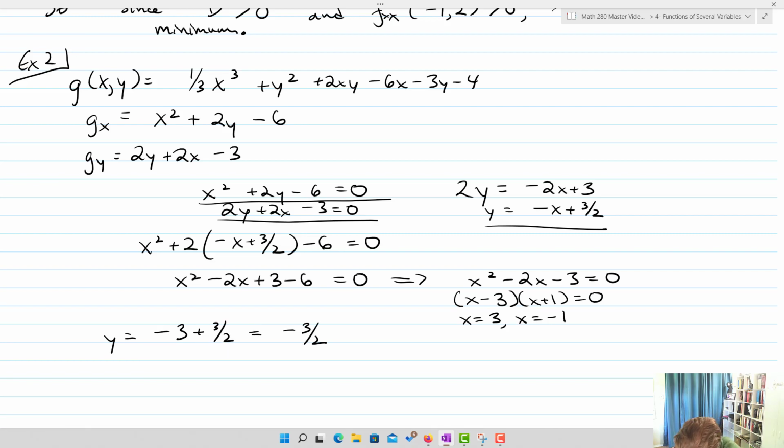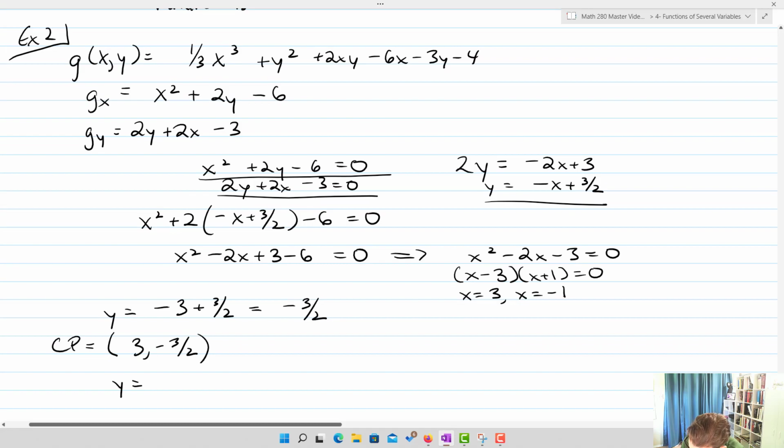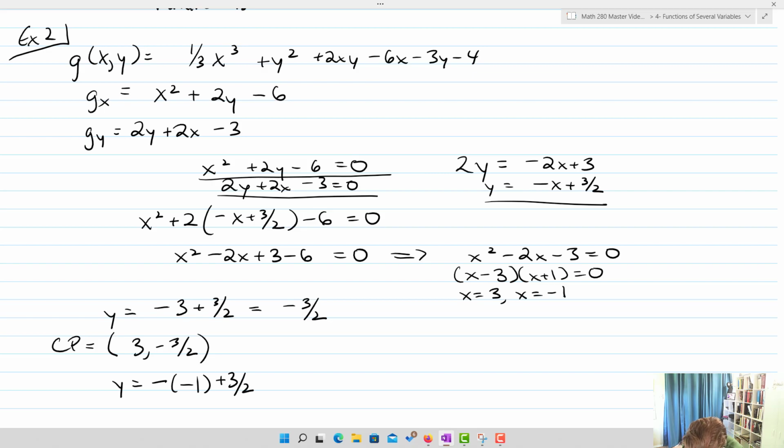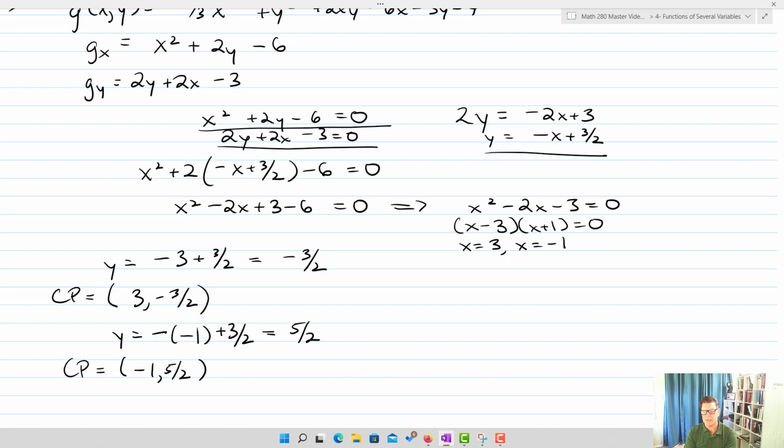So our first critical point is going to be (3, negative 3 halves). And then we'll find the second one. For x equals negative 1, y will equal negative x, so negative (negative 1) plus 3 halves, which equals 1 plus 3 halves, which equals 5 halves. So our second critical point is going to equal (negative 1, 5 halves). So we're doing pretty well here. Okay? We've got our two critical points and our first derivatives. Now we need to find the discriminant so that we can use the second derivative test.